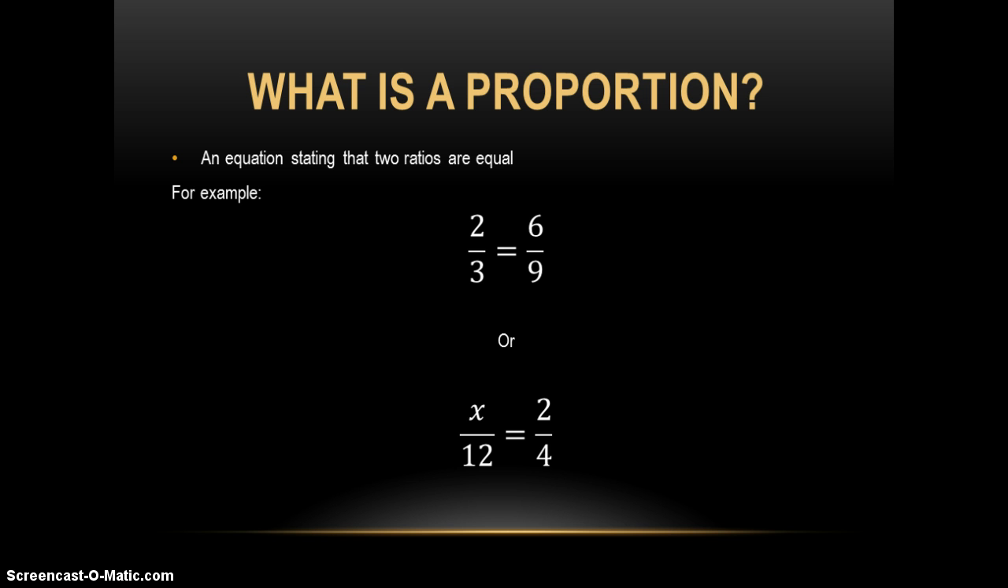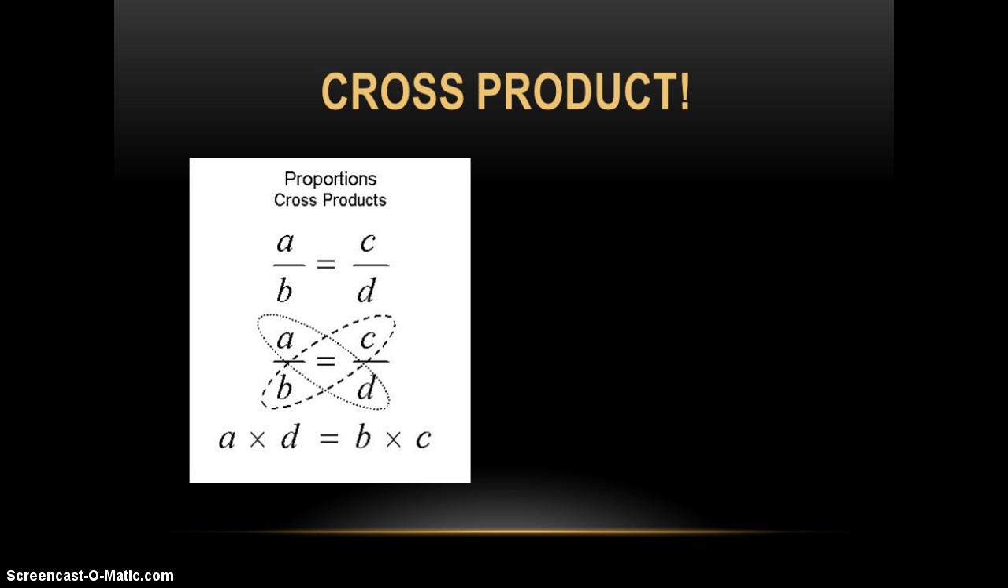What is a proportion? A proportion is an equation stating that two ratios are equal. So for example, we have 2/3 equals 6/9, or x over 12 equals 2 over 4. But how do we solve that? We use the cross product.